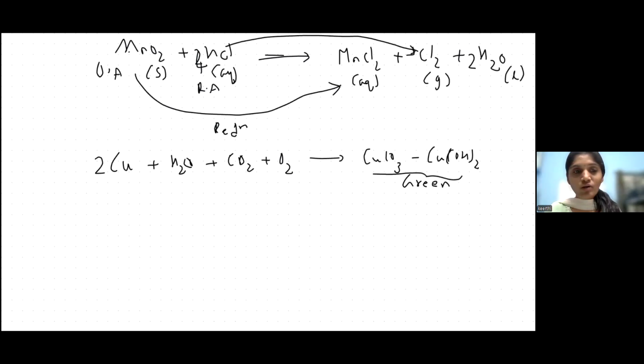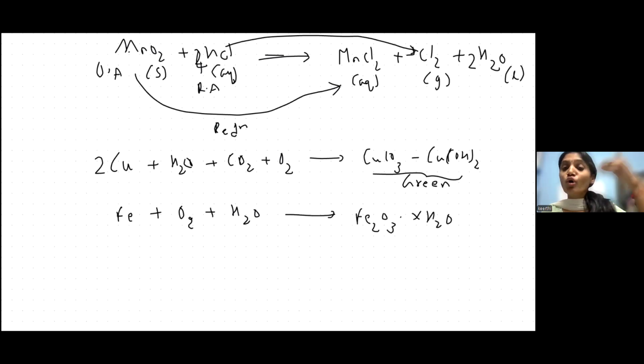Okay, now when I do rusting of iron, what are the necessary conditions for rusting of iron? Iron should be in the presence of oxygen and water. And what should I get here? I should get Fe2O3·XH2O. Now XH2O means what? XH2O is the number of water molecules I have in the atmosphere. Now, how would I balance this reaction?